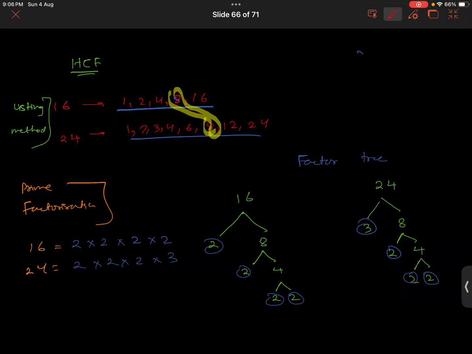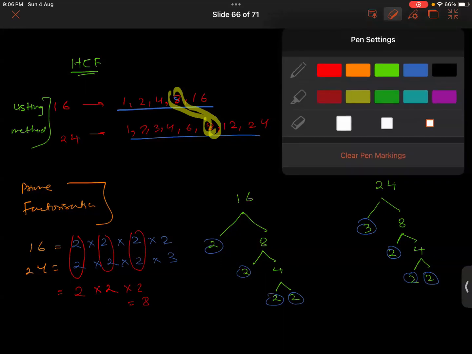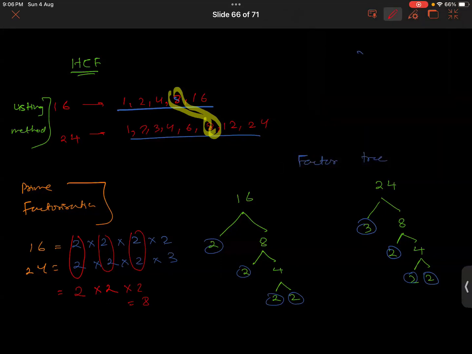So far, it's clear? Yes. Okay. Then which of them is common? This 2 is common, this 2 is common, and this 2 is common. That's all. This 2 is extra, this 3 is extra, so we will leave them. This is not common. So then you have to take this 2 times 2 times 2. So thereby that is 8. That is 8. So hope that is clear. That was the prime factorization method using which you can find out the HCF of the given numbers.